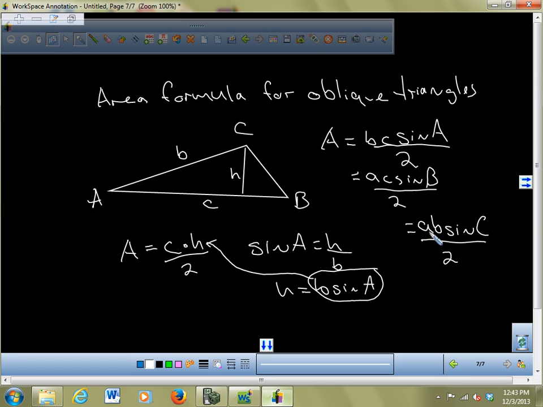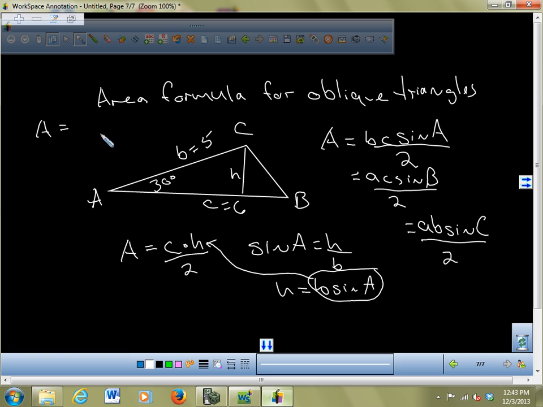And this is the area formula for any oblique triangle, which is kind of cool because you don't have to find the height. All you have to do is know two sides and the angle in between them. So what's important to know, not what the letters are, but these two sides always surround this angle. So for instance, let's find the area. Say this is 5, and this is 6, and this is a 30-degree angle. Let's find the area of this triangle.